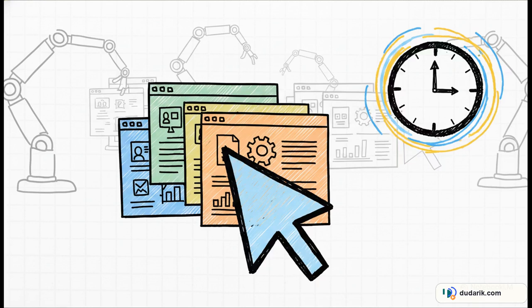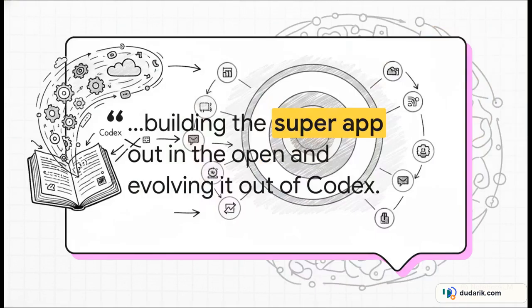Tell Codex to run a massive data sweep or system test 3 days from now, and it will just wake itself up and do it. No way, right? I absolutely love this quote from Codex lead Thibaut Sodiax. To quote him directly, "We're actually doing the sneaky thing, where we're building the super app out in the open and evolving it out of Codex."